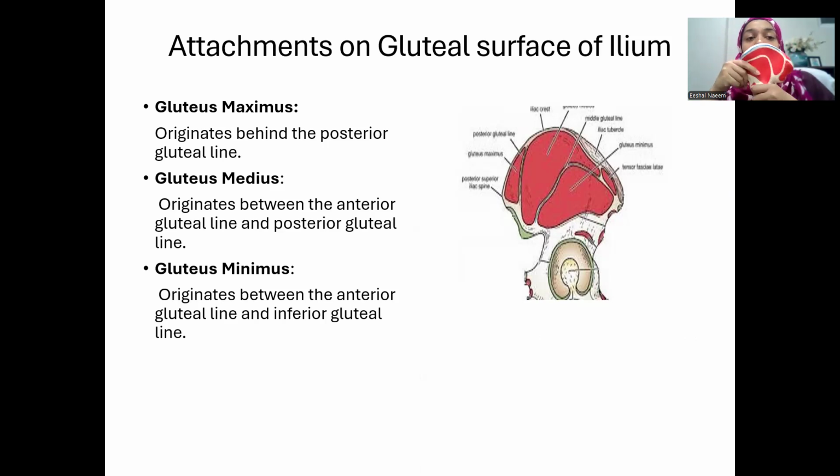Remember that. Now the gluteus maximus muscle comes off from behind the posterior gluteal line. So this is the gluteus maximus. The gluteus medius muscle is the biggest origination and it originates between the posterior gluteal line and the anterior gluteal line, right? So this is the gluteus medius. And between the anterior gluteal line and the inferior gluteal line is the gluteus minimus, right?